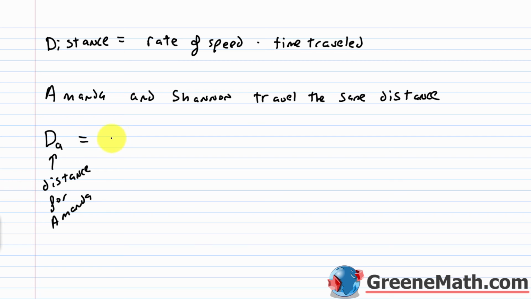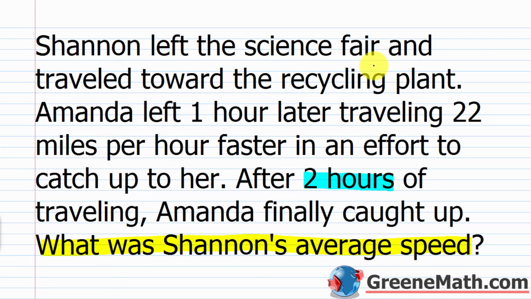And this is equal to, I'm going to put a big D with a little s, and this is the distance for Shannon. And this is just here to show you that these two distances are equal. They both leave from the same place, and they both go to the same place. Now, they do it in a different amount of time, and so they do it at different rates as well. So the time is different, and the rate of speed is different, but the distances are the same.